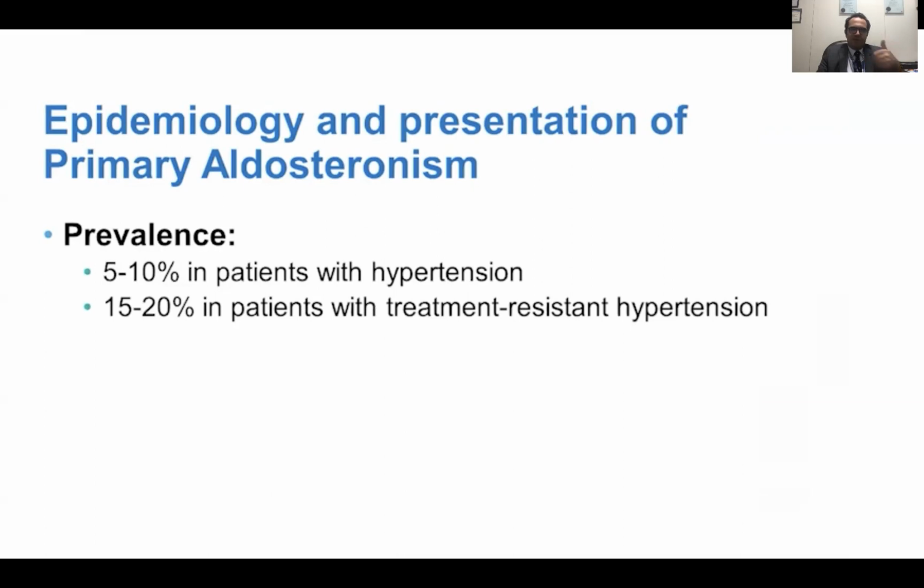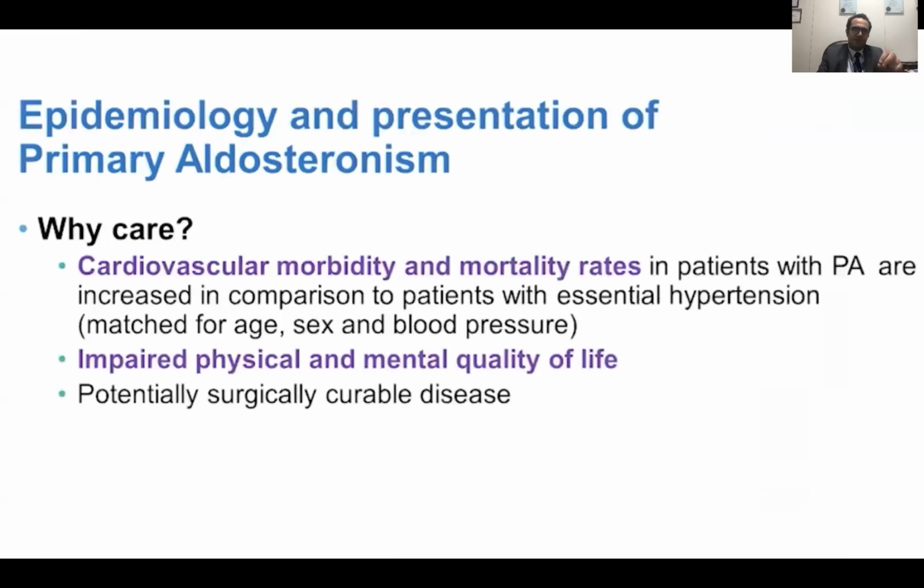So what is the prevalence? 5 to 10% in patients with hypertension and 15 to 20% in patients with treatment-resistant hypertension. Why do we care? We can just manage the blood pressure, and if there is some issue with the potassium, we can manage that. Why do we care so much?